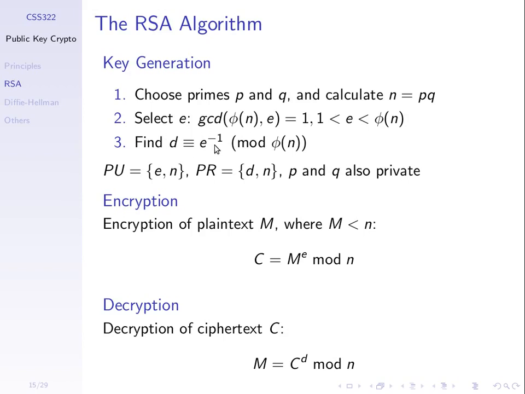Calculate a D which is the inverse of E. Why? Because the proof of RSA decrypting successfully requires that. Last step.